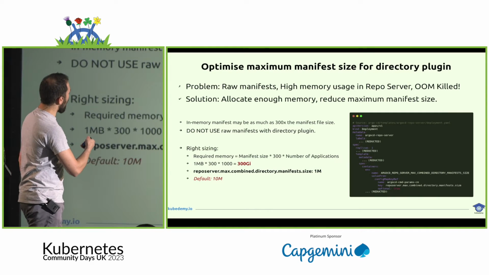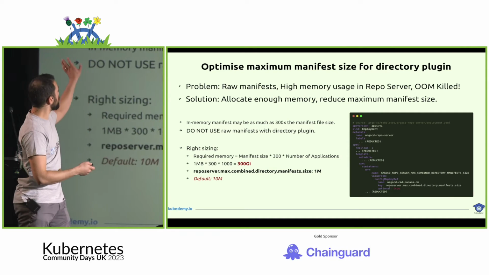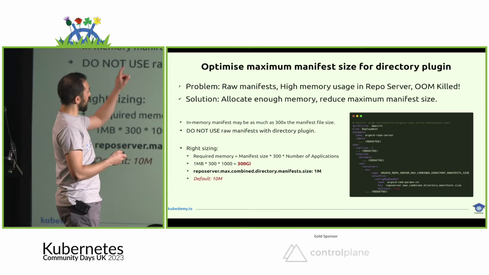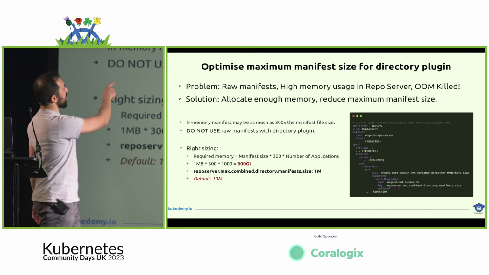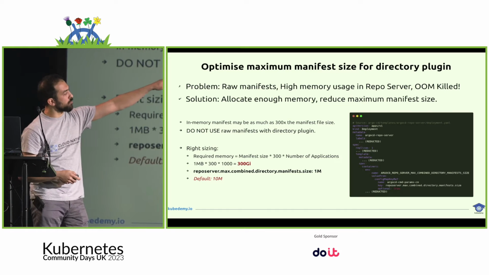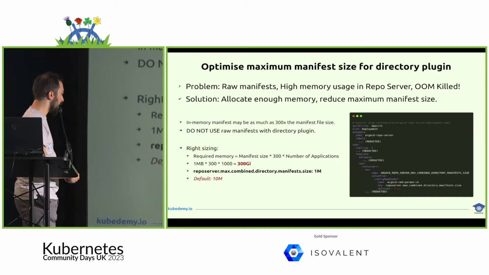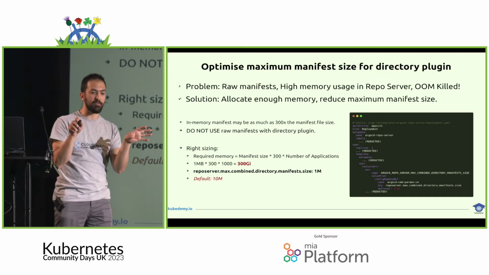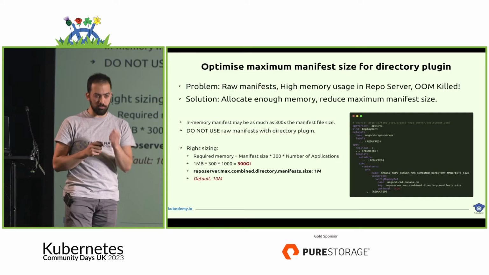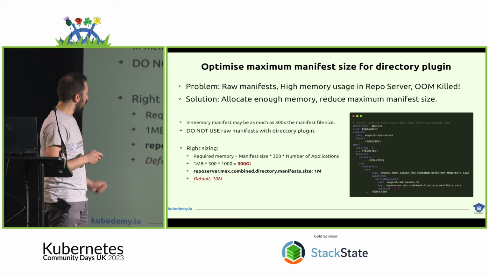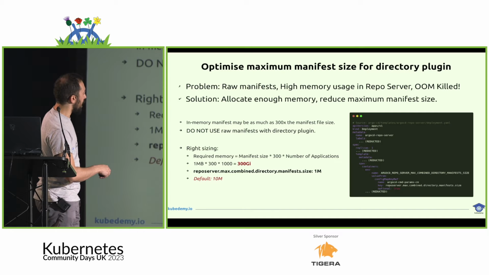The next thing is optimize maximum manifest size for the directory plugin. The problem is that raw manifests cause high memory usage in the repo server, and after that, an out of memory kill. The solution is to allocate enough memory and reduce the maximum manifest size. By default, in the repo server, we have a couple of plugins: Directory plugin, Helm plugin, Kustomize, Jsonnet, and you can bring your own plugin with the CMP. But for the directory plugin, the default is 10 megabytes. And imagine you have 1,000 applications.